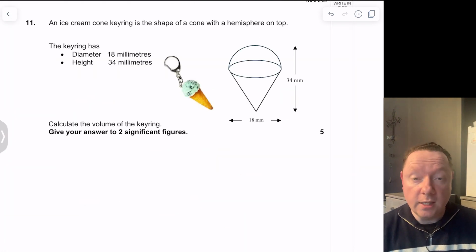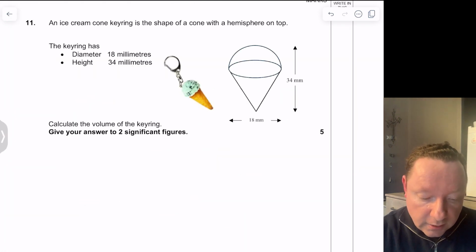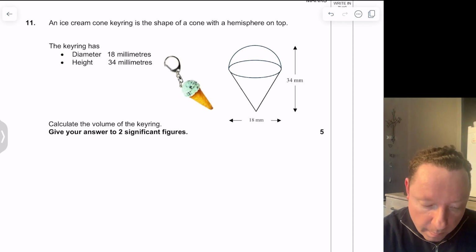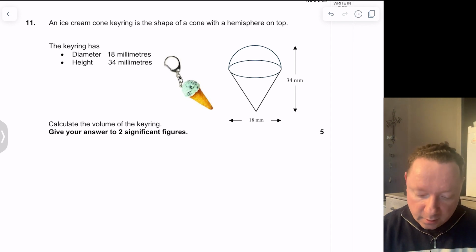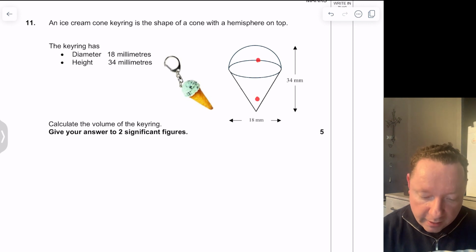24 Paper 2 Essential Skills. Question 11. An ice cream cone keyring is in the shape of a cone with a hemisphere on top. It gives us a diameter of 18 metres and the height is 34. Calculate the volume of the keyring. So I'm adding here because I've got something on top of something else.